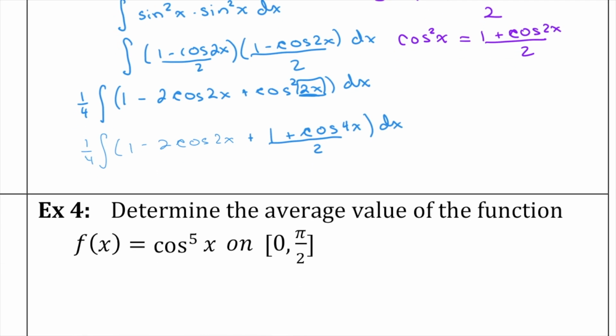We didn't integrate the last one. Let's see what this one looks like. 1/4 x minus 2. The antiderivative of the cosine is your sine. Here's your 2x divided by 2 plus 1/2 x plus your sine 4x divided by 8. And please, after all of this work, don't forget your plus c.